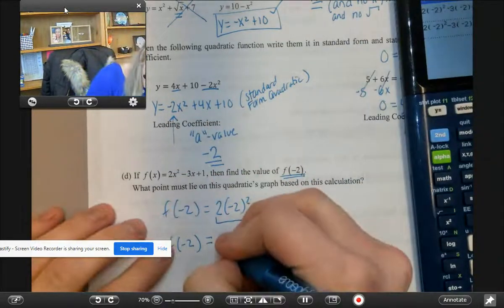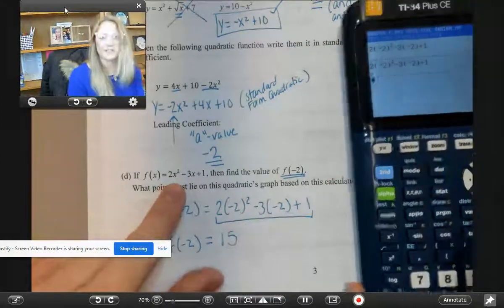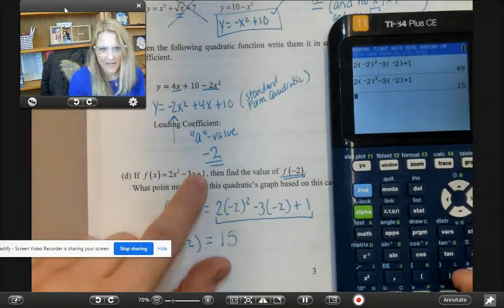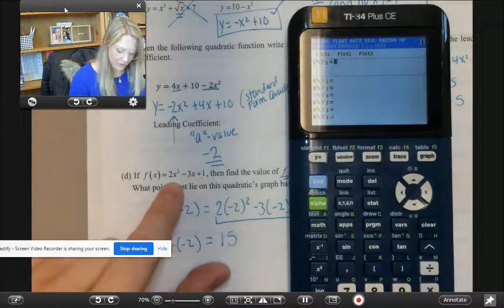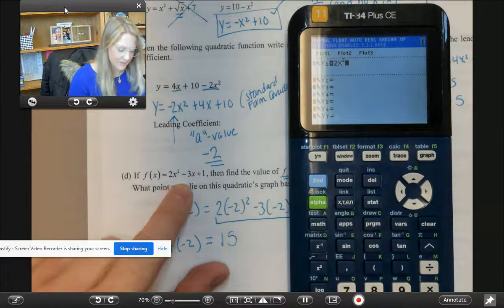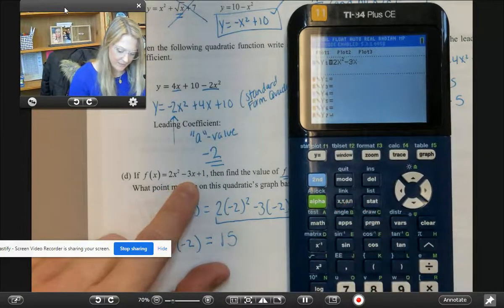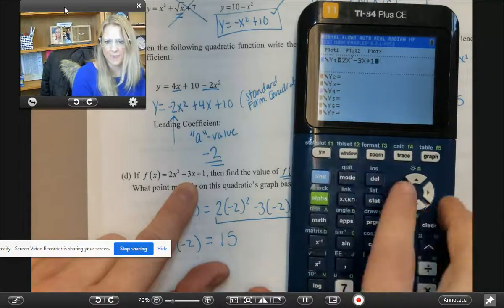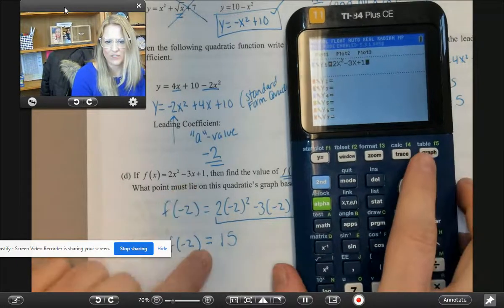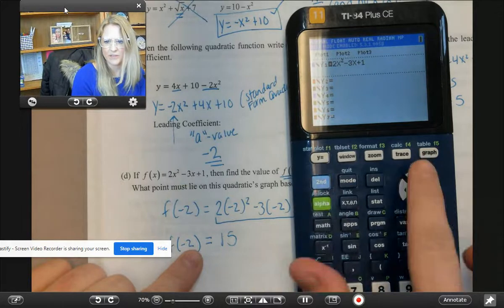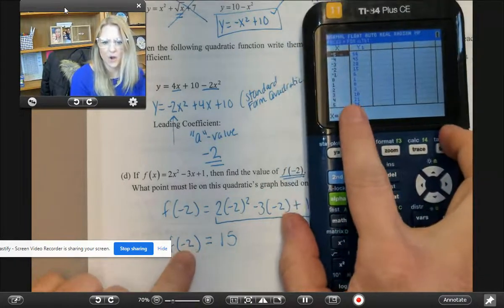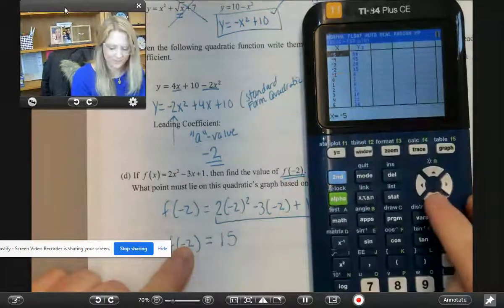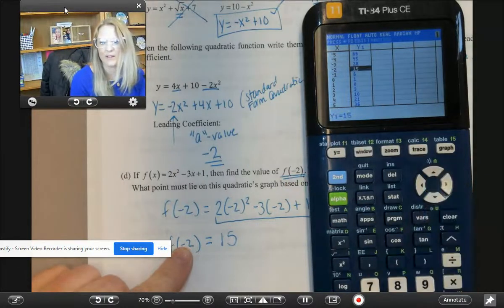Now, I'm also going to show you how to check this. This is an equation. When you have your x's, you can go to your y equals and graph it. So let's graph 2x squared minus 3x plus 1. I went to my y equals, right? And you can graph it, but we just need to go to the table. So second graph takes us to the table, and they want to know if our x is -2, what is our y value? And it's 15.